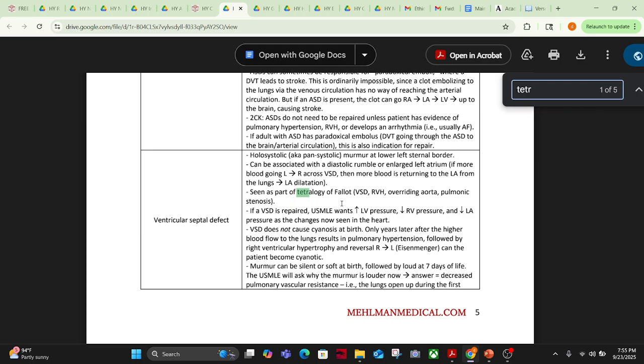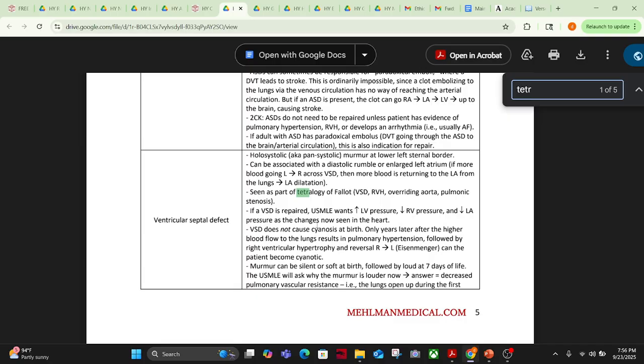The four things you see in tetralogy of Fallot would be VSD, right ventricular hypertrophy, overriding aorta, and a pulmonic stenosis, which is pulmonary artery stenosis. If a VSD is repaired, USMLE wants increased left ventricular pressure, decreased right ventricular pressure, and decreased left atrial pressure as the new changes seen in the heart.